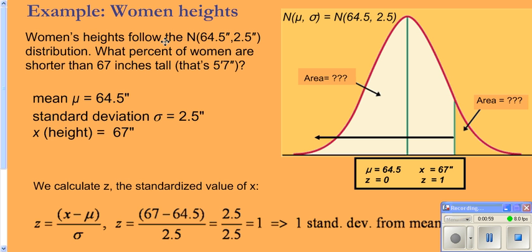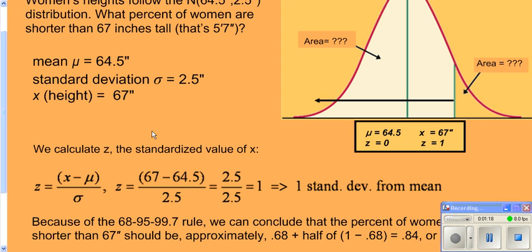So let's consider our women's heights again. Normally distributed is what the N stands for. 64.5 is your mean, your standard deviation of 2.5. So what percent of the women are shorter than 67 inches tall? Well, we have our mean and our standard deviation, and we have our x being 67.